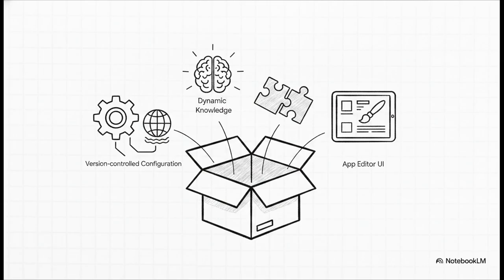Before we get bogged down in hardware specs and terminal commands, let's look at the actual payoff. With Helix, you aren't just getting a basic model runner. You're getting version-controlled configurations for your LLM apps. You get continuous knowledge RAG that dynamically updates directly from a URL, plus out-of-the-box API integrations so your app can fetch real-time data right when it needs it. And all of this is managed through the brand new Helix App Editor UI. It's literally an entire ecosystem wrapped up in one package.